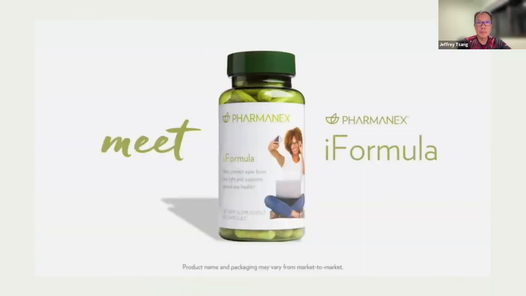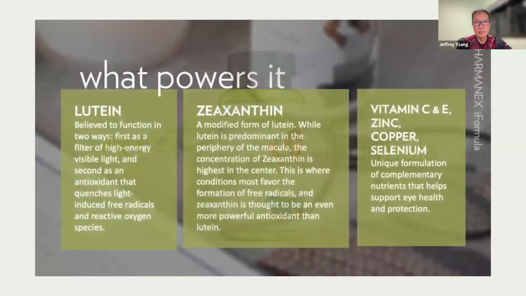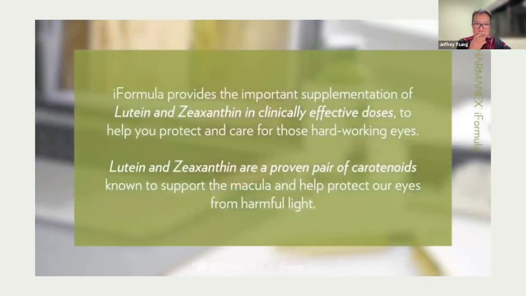Meet Pharmanex Eye Formula. It's powered by lutein and zeaxanthin. In fact, Eye Formula provides a clinically effective dose of 10 milligrams of lutein and 2 milligrams of zeaxanthin to help protect the eyes from the harmful effects of visible light. You might be wondering, if you can get lutein and zeaxanthin in your natural foods, the answer is yes, but it may not be enough.